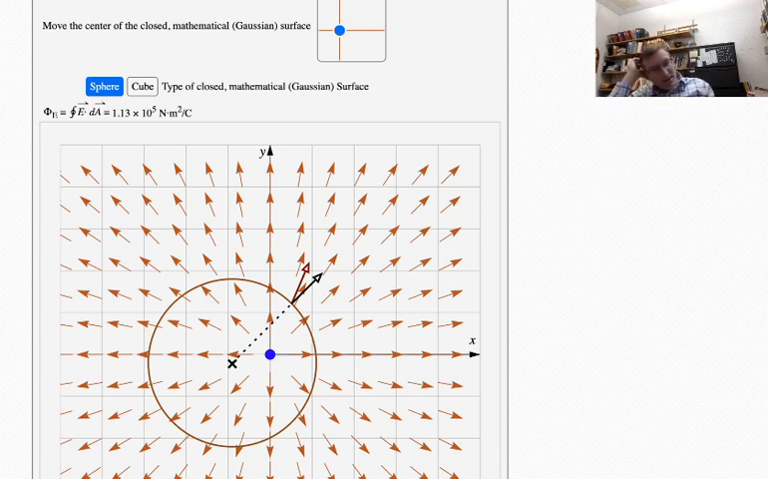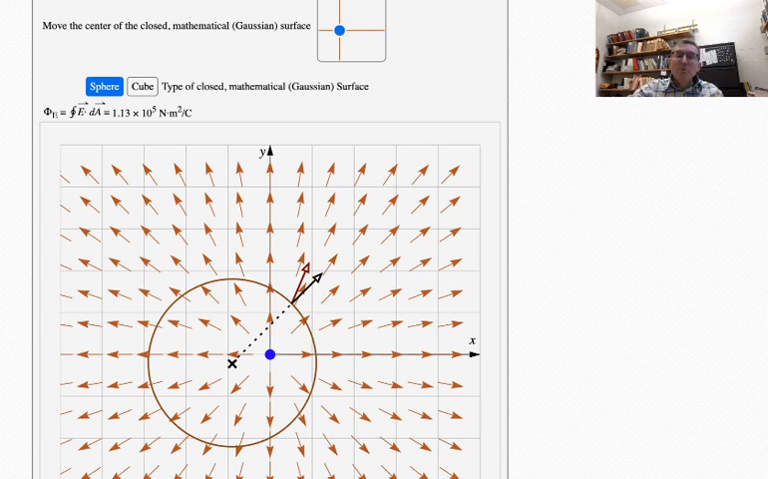Okay, what will the flux to the Gaussian surface be, as represented there on the animation, if I move the surface, the center of the spherical Gaussian surface so that the charged particle is no longer inside? Think about that, pause the video, and then come back.